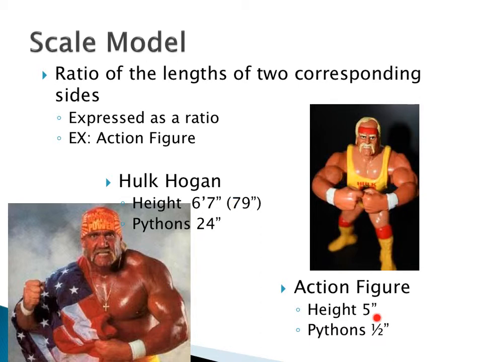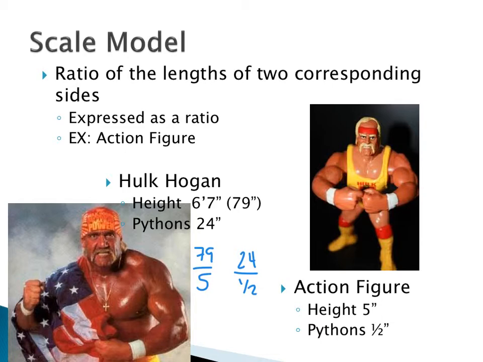Okay, so you can take these two things, and what you can do is figure out what is the ratio, right? A scale model will have some sort of ratio. So to find that ratio, I can look at a ratio of the height, for example. The real Hulkster has a height of 79 inches. My action figure has a height of 5 inches. Now the same can be said about the pythons. Okay, the real Hulkster has pythons of 24 inches. The action figure has pythons of a half an inch.